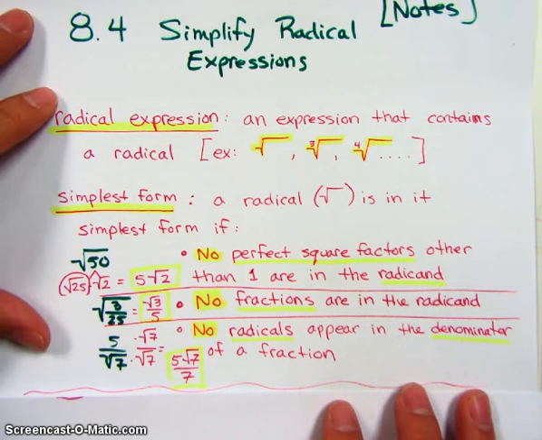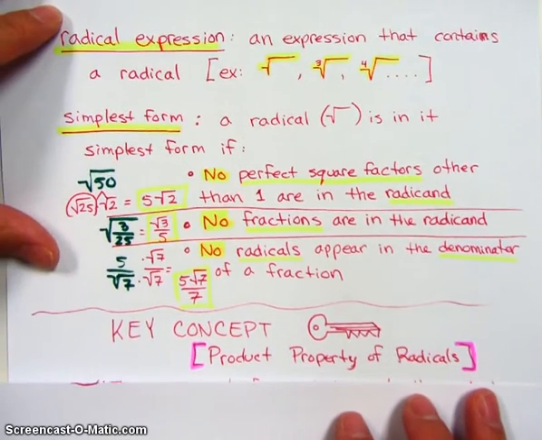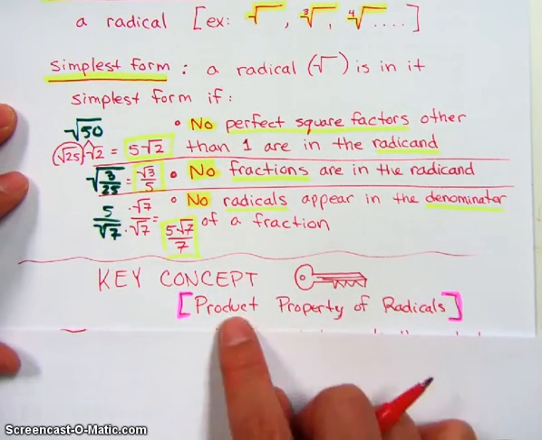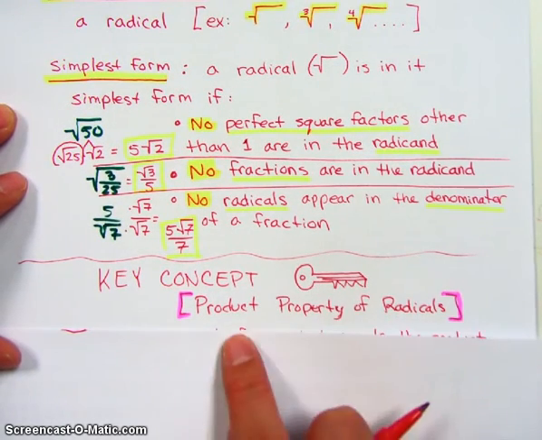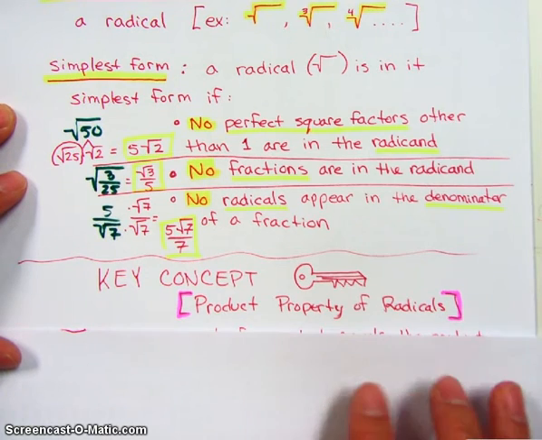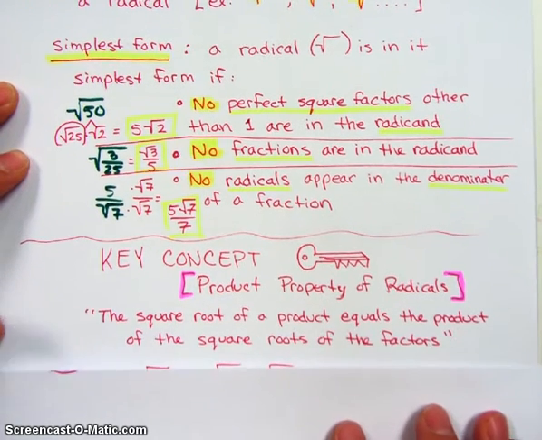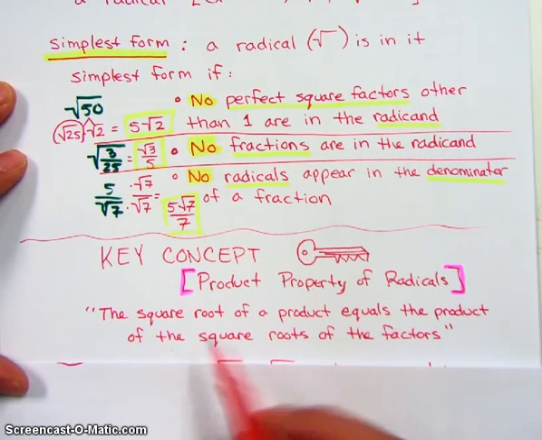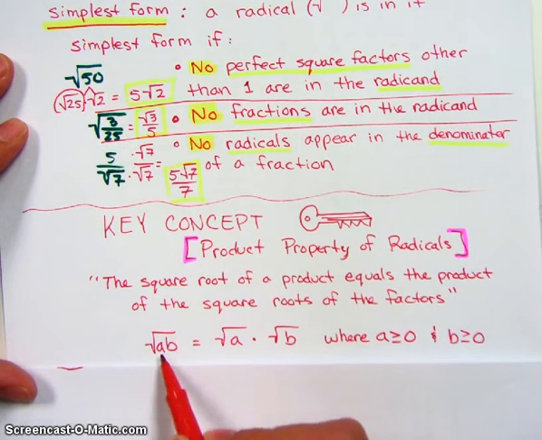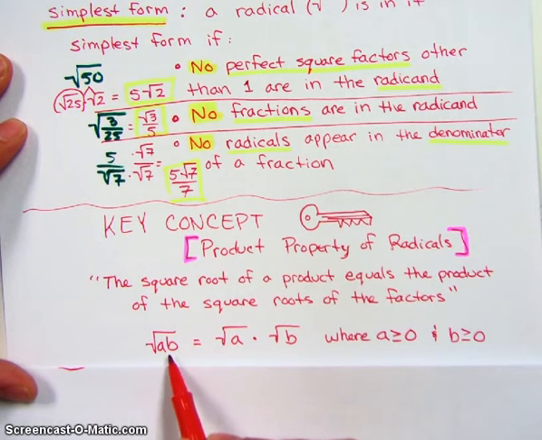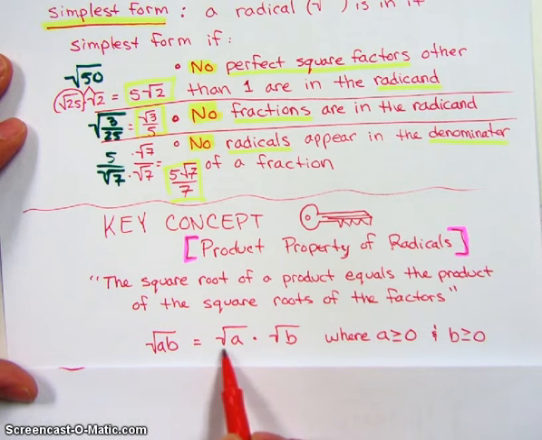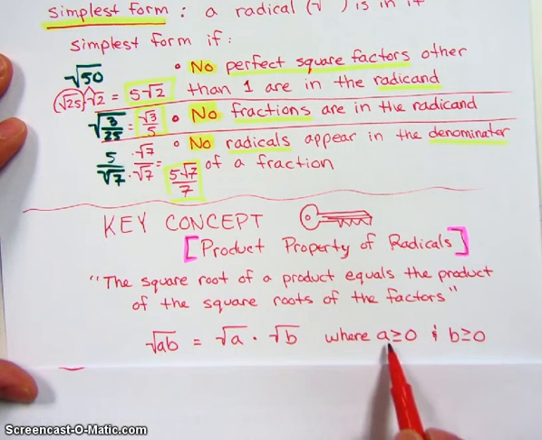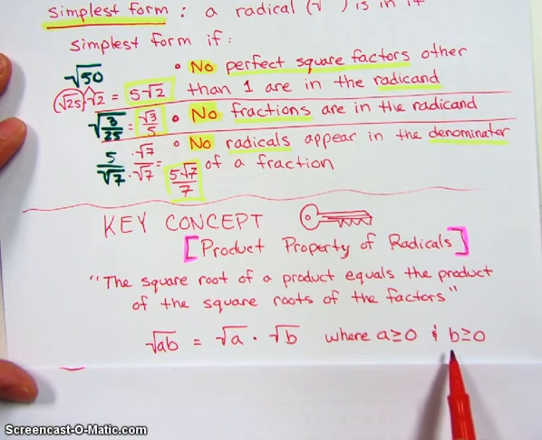Okay. Second part of your notes is the key concept. The key concept today is called the product property of radicals. Product means multiplication, property of radicals. All right, so let's take a look what that says. In words, it says the square root of a product equals the product of the square roots of the factors. Huh? Yeah, it basically just says this. Look, if you have a square root, and there's 2 things being multiplied inside, there's 2 factors, you could really just break it up. Square root of A times square root of B. And A and B have to be equal to or larger than 0.